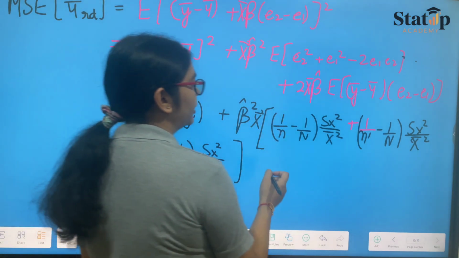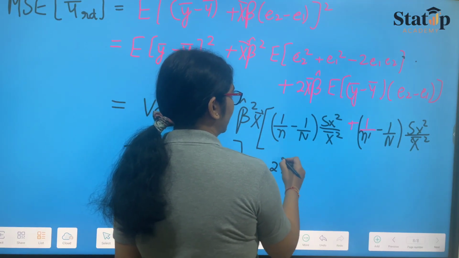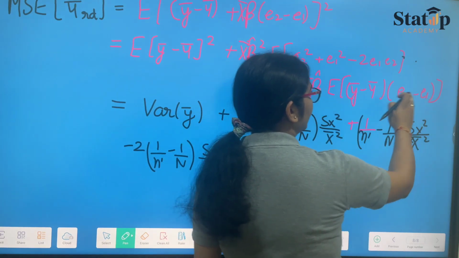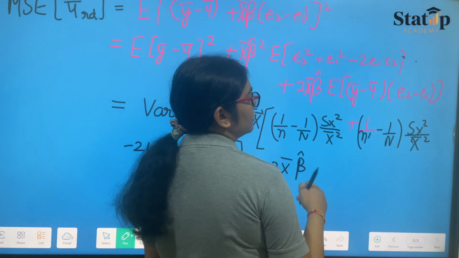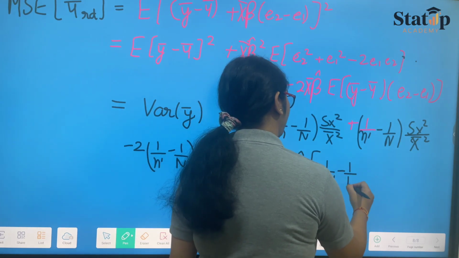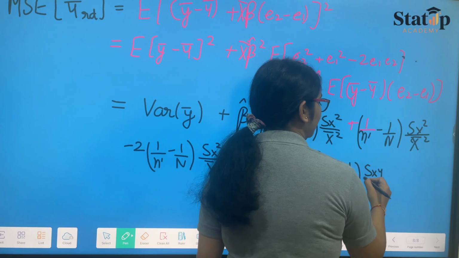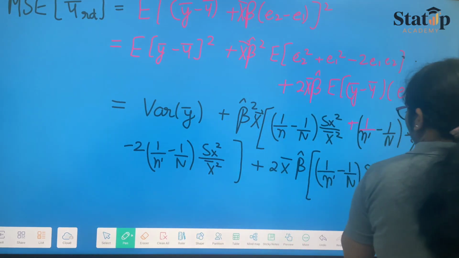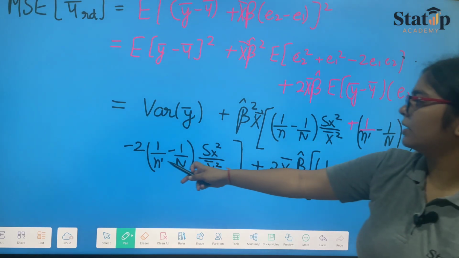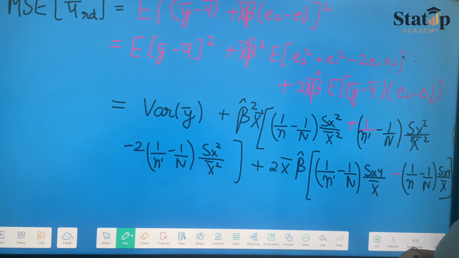This completes the bracket. Now opening the second bracket, we'll be getting 2 x bar beta cap, estimation of y bar minus y bar into e2 and y bar minus y bar into e1. So first estimation would be e2: for e2 we'll get 1 upon n prime minus 1 upon capital N into sxy upon x bar, and for this e1 it would be 1 upon n minus 1 upon capital N into sxy upon x bar. These are the terms. So here it is minus 2 n bar and plus 2 n bar, so it will become minus n bar.